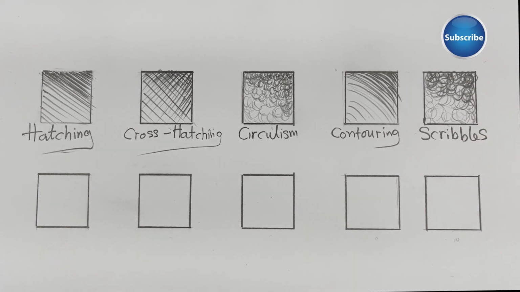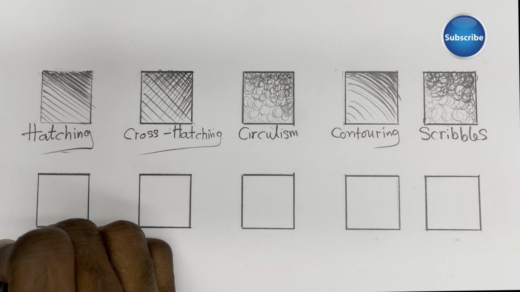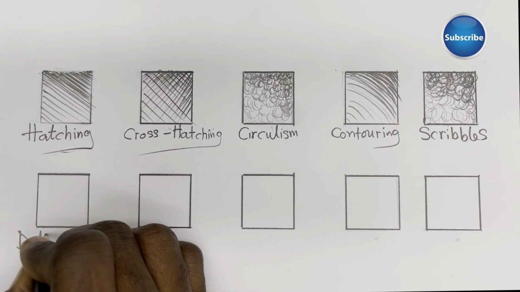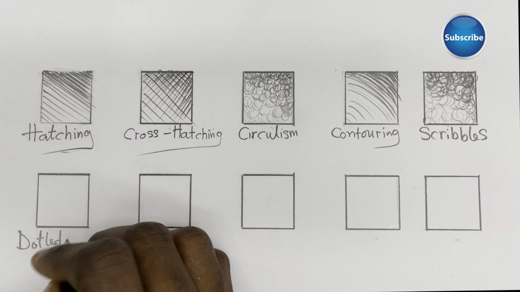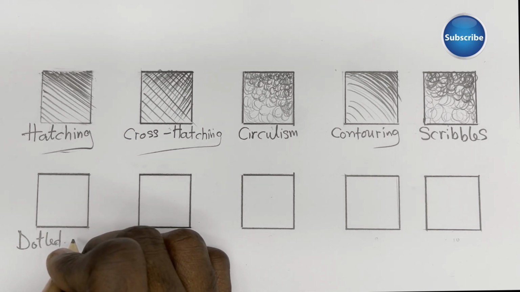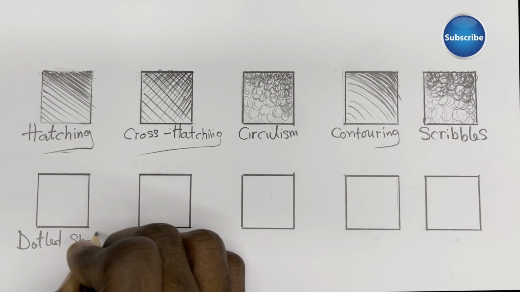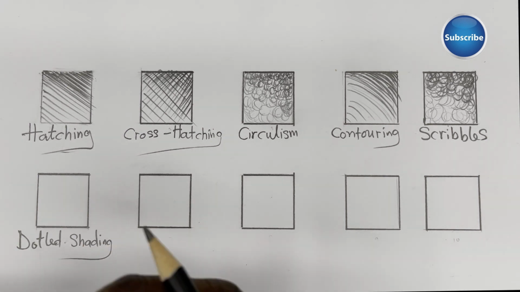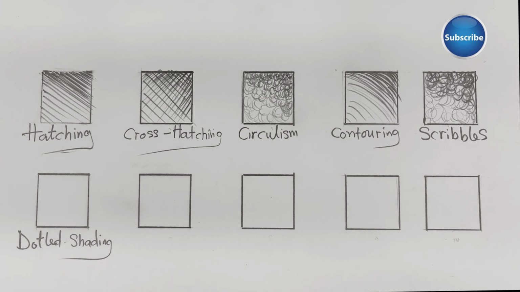Okay, so as you can see, this is the scribbles. Now the next one is going to be the dotted shading, where we use dots to shade. Dotted shading is a form of shading whereby we use dots in shading.